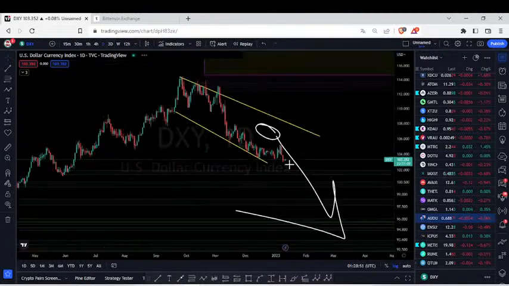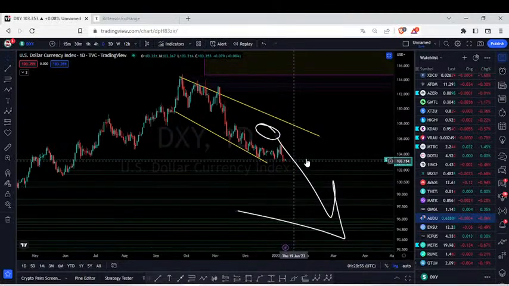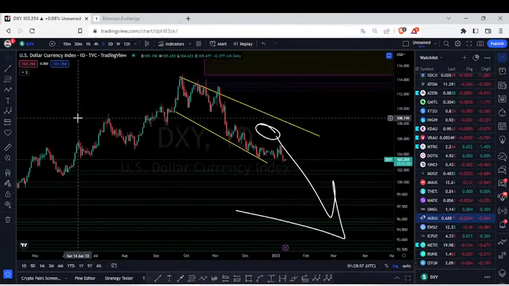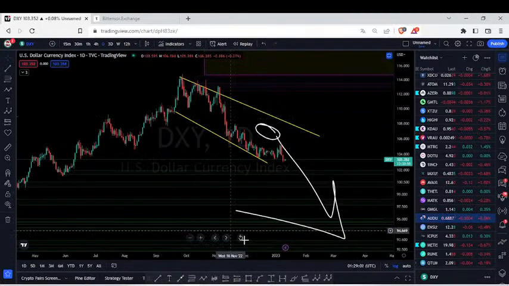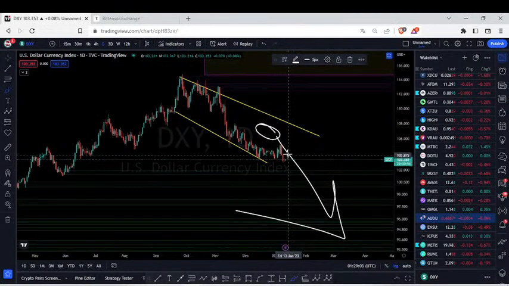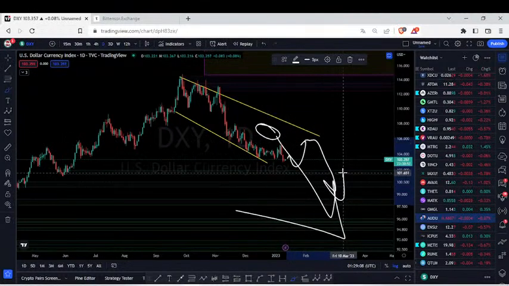Dollar, I think, is going to bounce, and this is not going to happen today or tomorrow. I think it's going to happen by Thursday. So be mindful of the trades by Thursday, because there is a chance that the dollar may do something like this and then come down again.